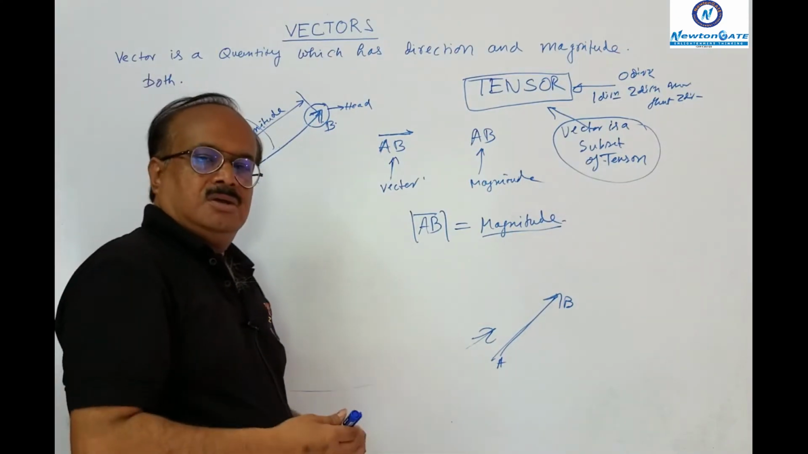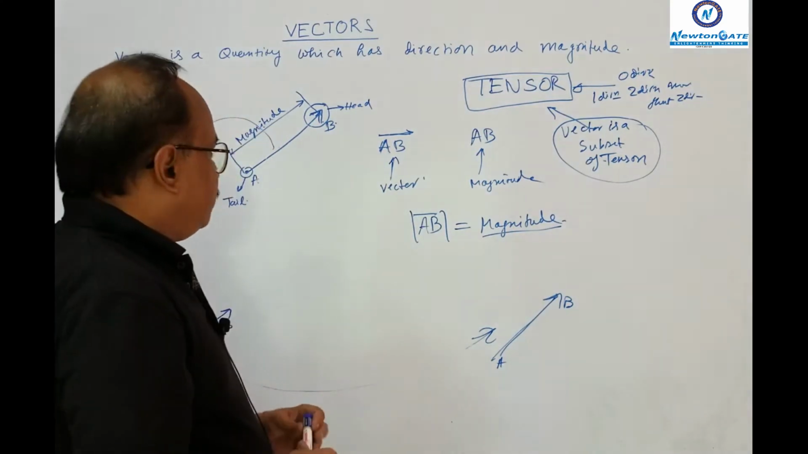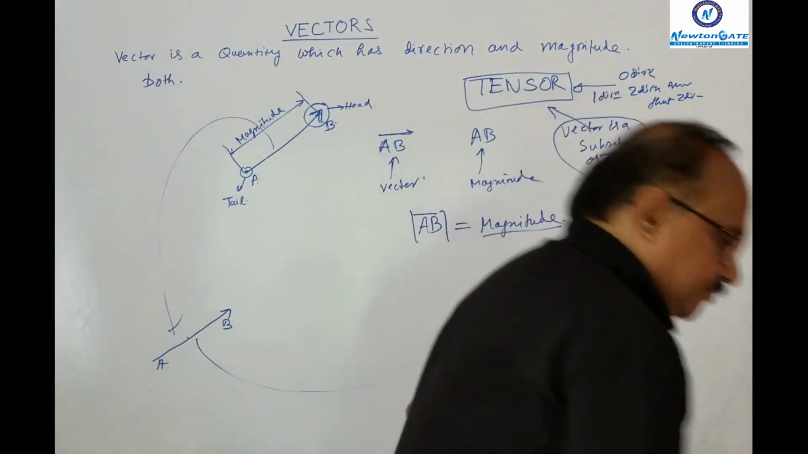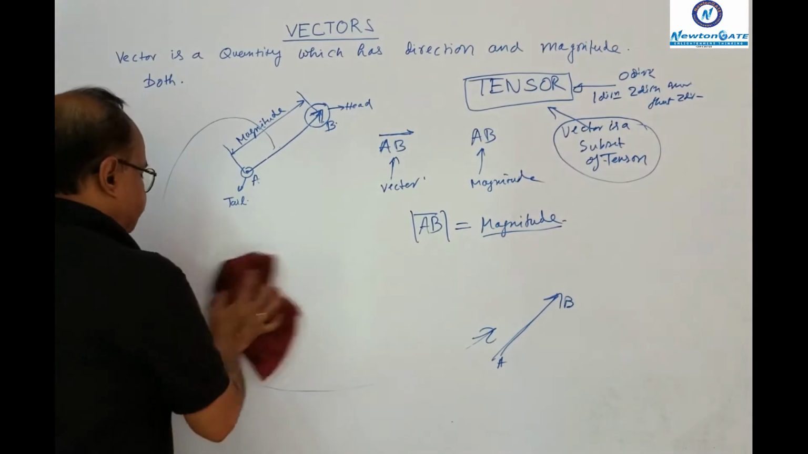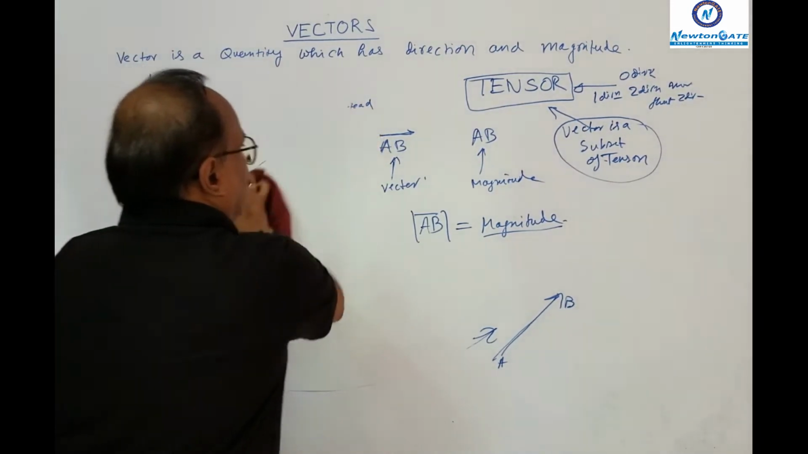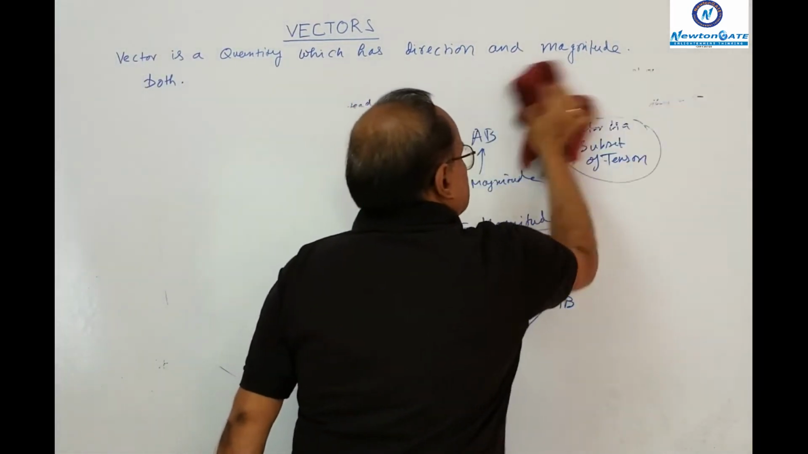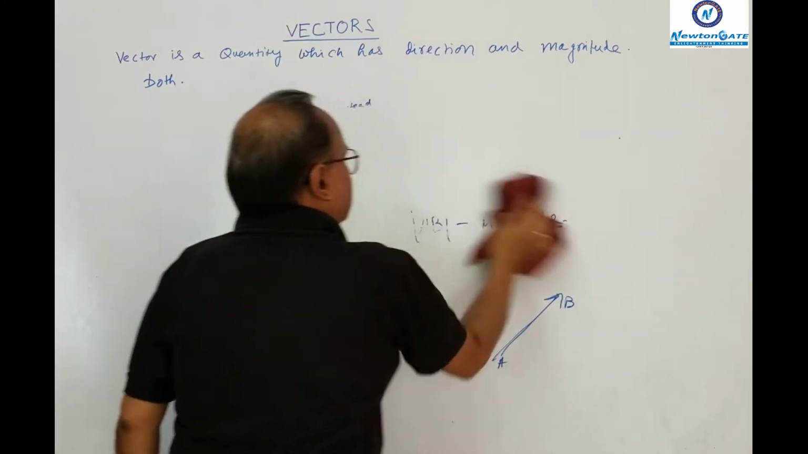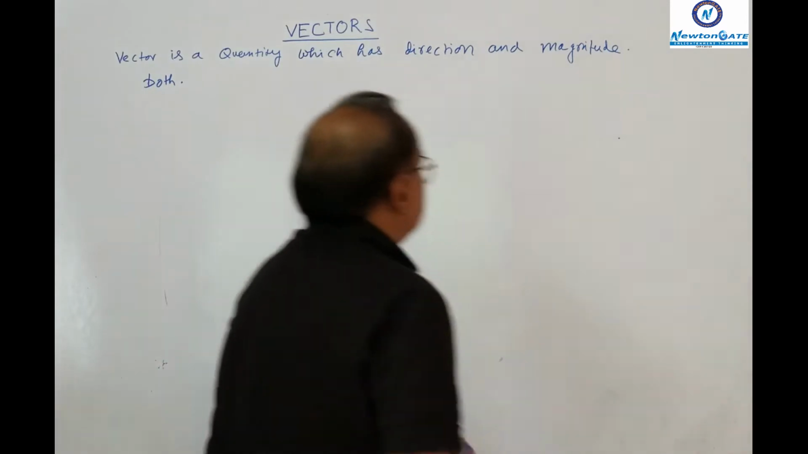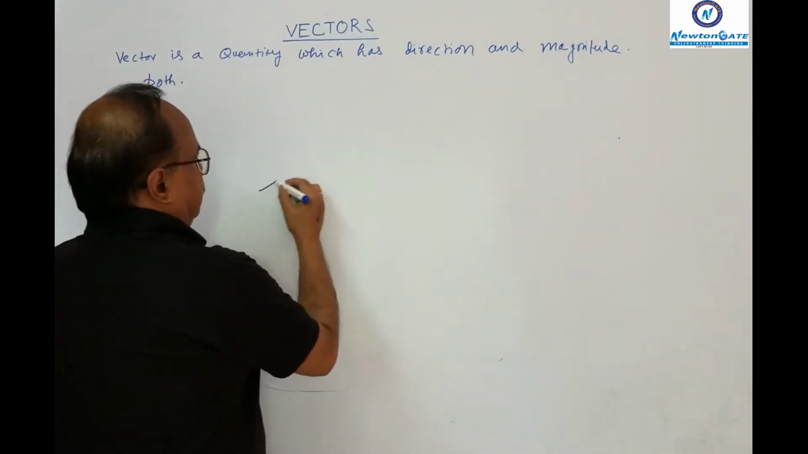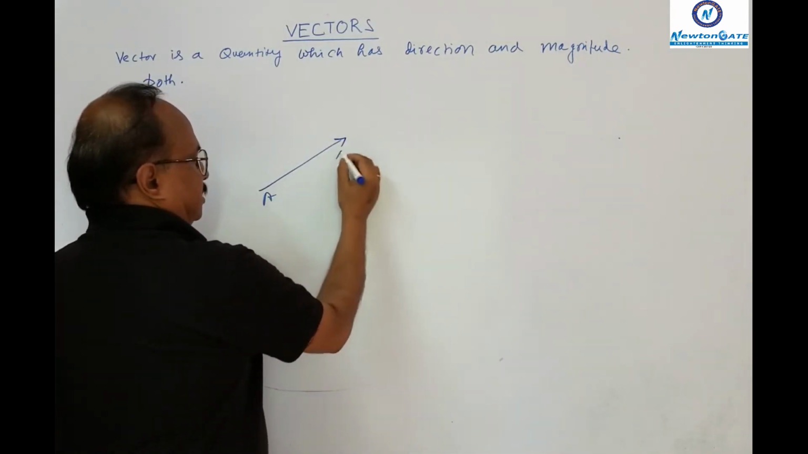That's all for the starting of the vectors. Next, let's do the unit vector. Let me tell you what a unit vector is. A unit vector is a vector, but suppose you have a vector AB, think of it.